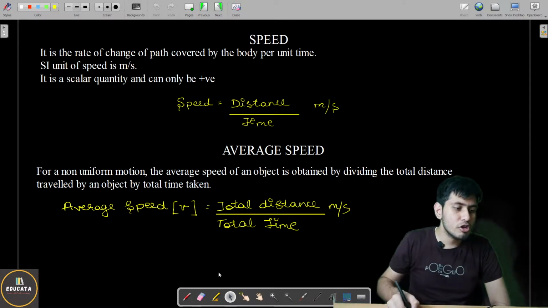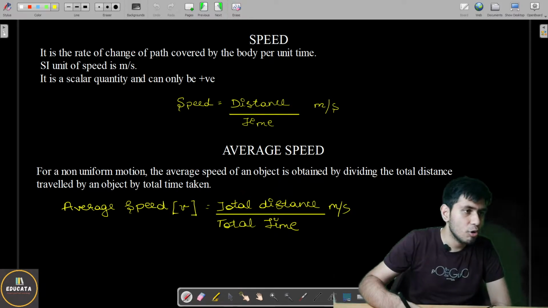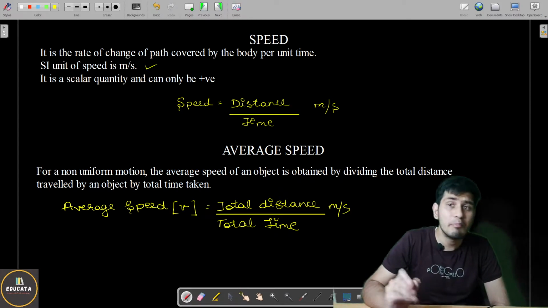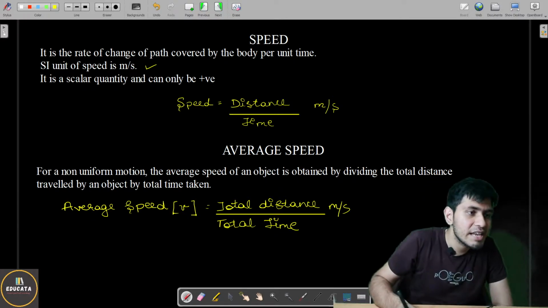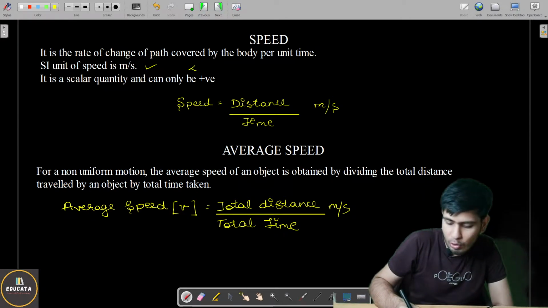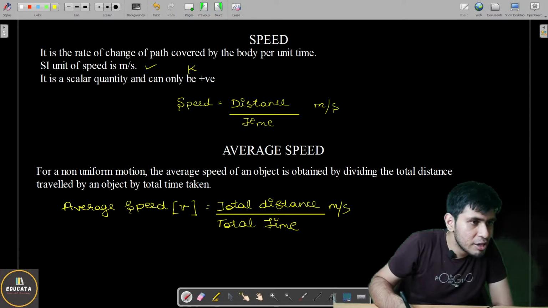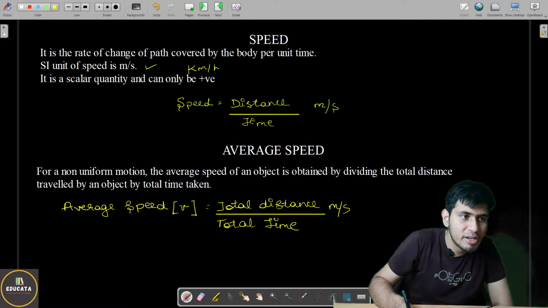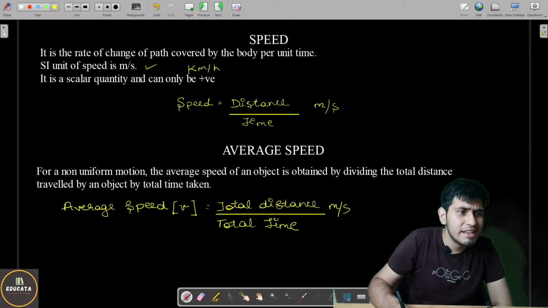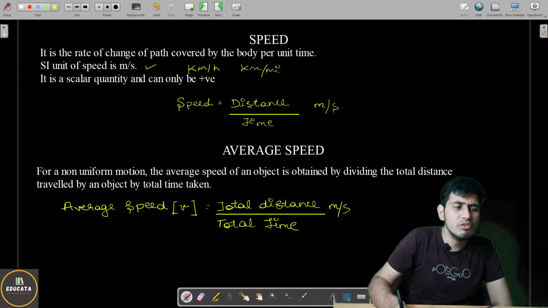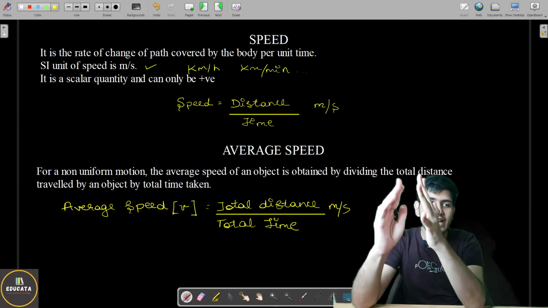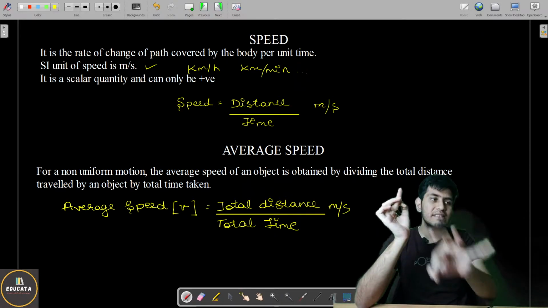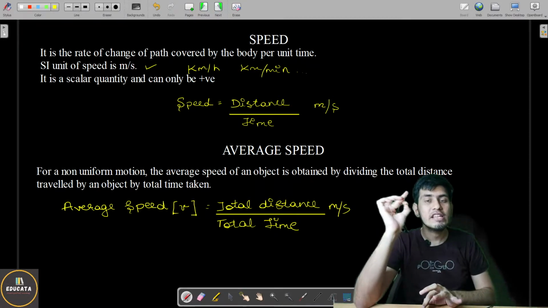Now the SI unit of speed is meter per second. Okay, the SI unit of speed is meter per second, but we can also calculate speed in other units like kilometers per hour. Okay, this is also a unit. Speed can be calculated in kilometers per hour or any other unit like kilometers per minute. Not at all a problem. There are various other units also, but the SI unit, the standard unit that we consider, is meter per second for speed.